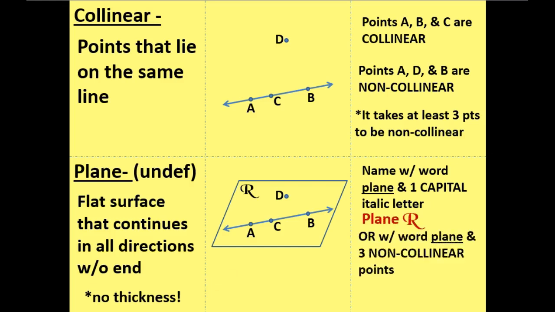Then the other option is the word plane and 3 non-collinear points. Now, I could name this plane ADB, and you could name it plane DCB. And somebody else can name it plane BAD. And they're all correct. There's a lot of different correct answers. That's going to happen a lot in geometry, where there can be more than one right answer. So it's good that you work together, but before you end a friendship because you're arguing over who is right, you both may be right, okay?